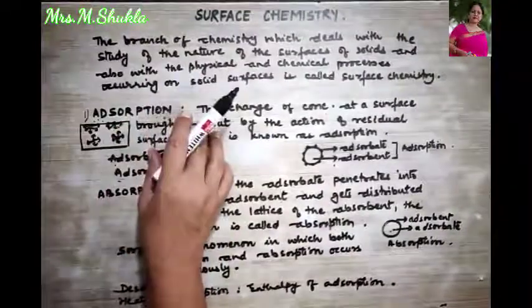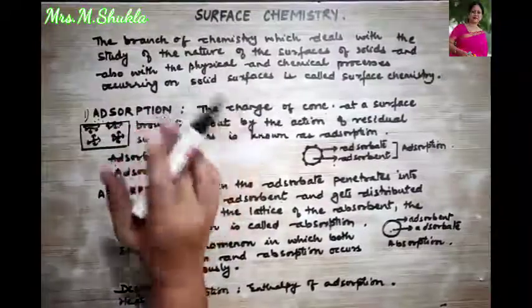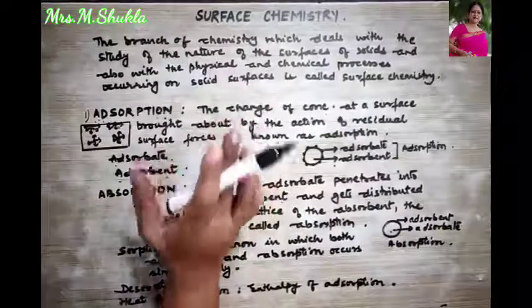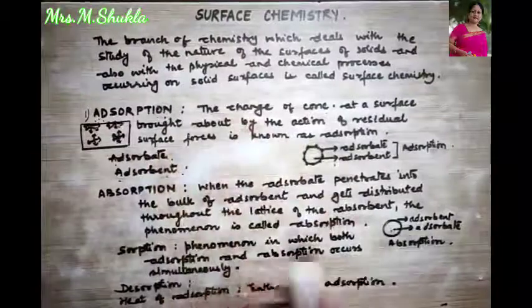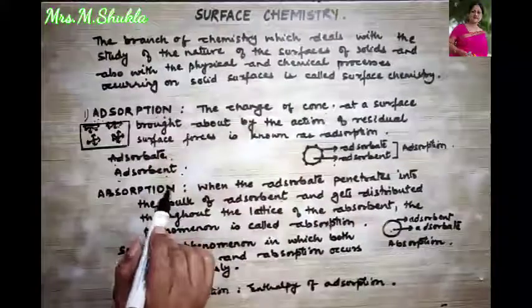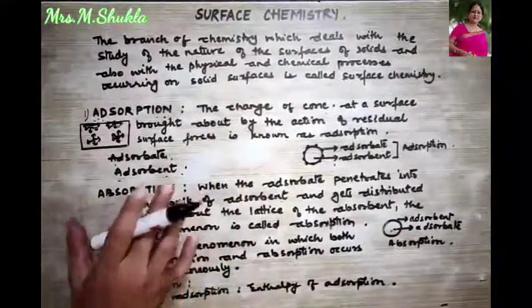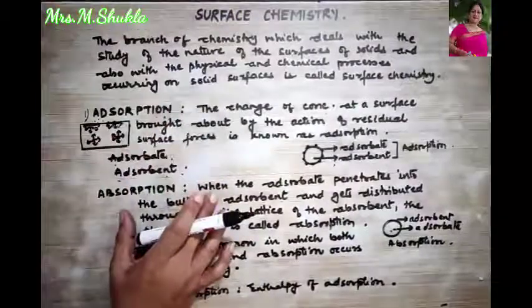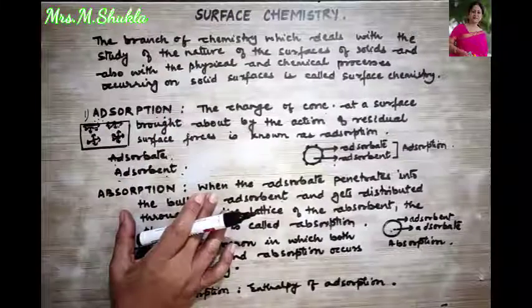Then for adsorption, the rate of adsorption is high in the beginning, and then it starts decreasing gradually, right? And it reaches an equilibrium. Whereas what do we know about absorption? It proceeds with a uniform rate. So these are some of the differences between absorption and adsorption.